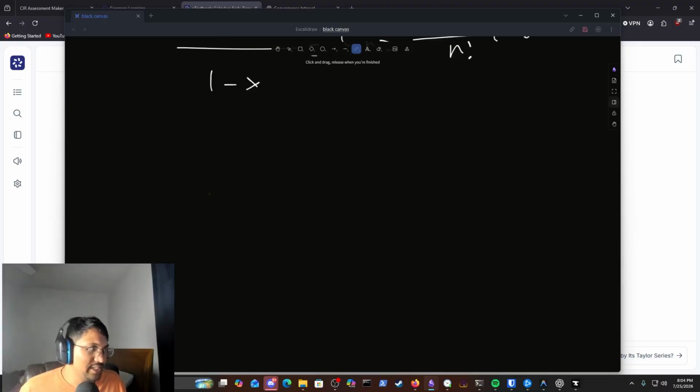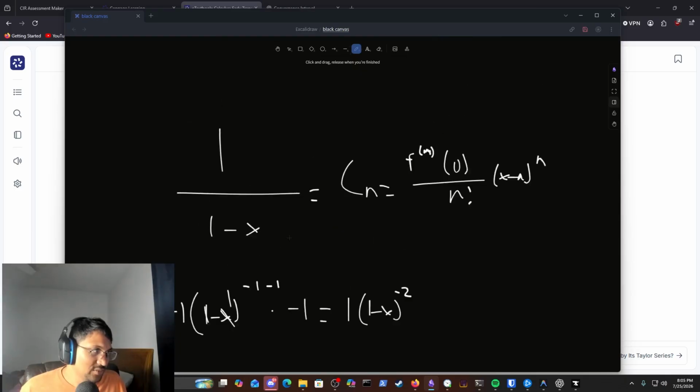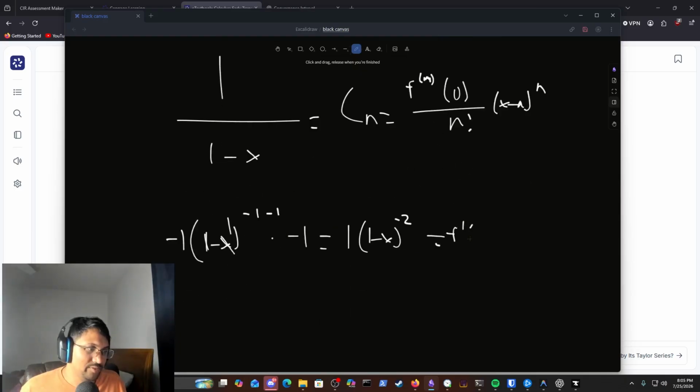So 1 over 1 minus x, I think the best way to do this is to just simplify it to 1 minus x to the negative 1. Remember, this is chain rule, so we're going to have to multiply by negative 1 inside. So it's negative 1 times negative 1. That's going to give us 1 on the outside, 1 minus x to the negative 2. That's the first derivative.